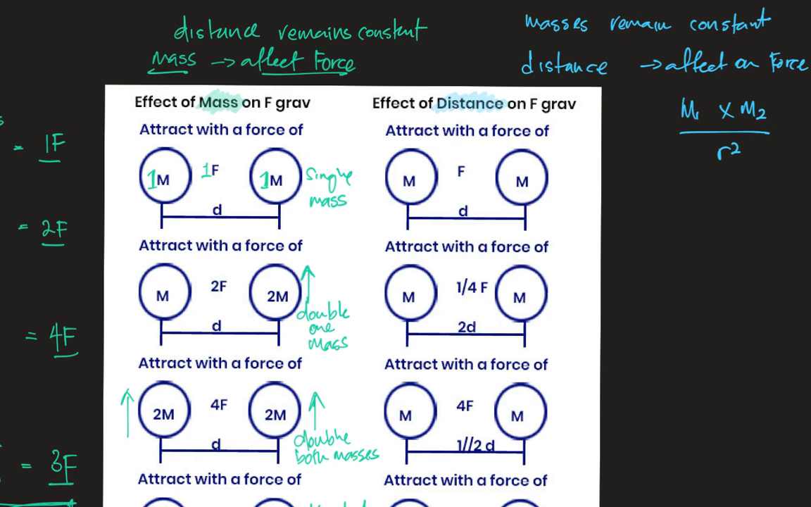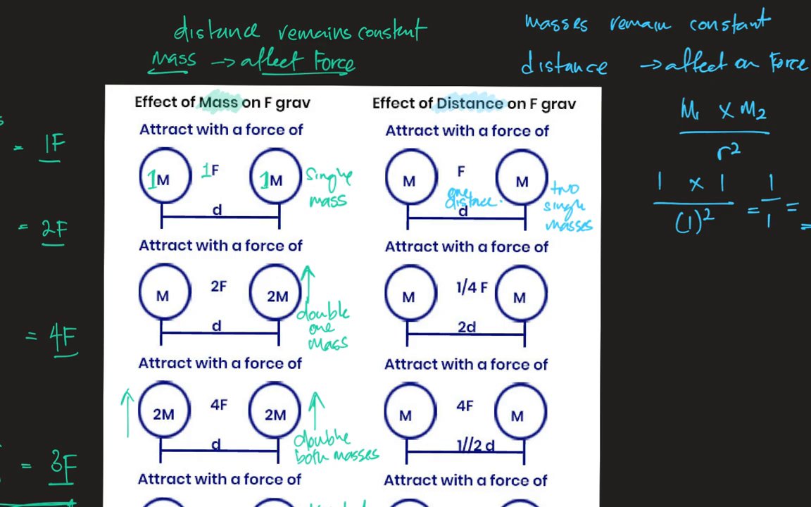For the first one, I have a single mass, 1 times 1. My distance is also 1 squared. So now I've got 1 times 1, which is 1 over 1, which means I'm left with 1 force. So if the distance remains constant and you have 2 single masses and 1 distance, then you're going to get 1 Fg.